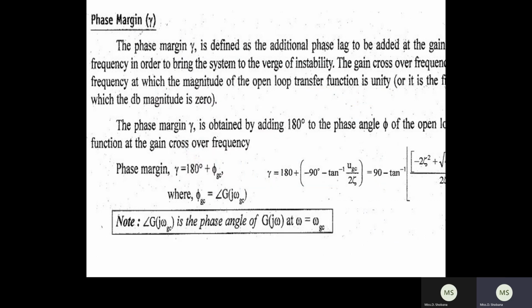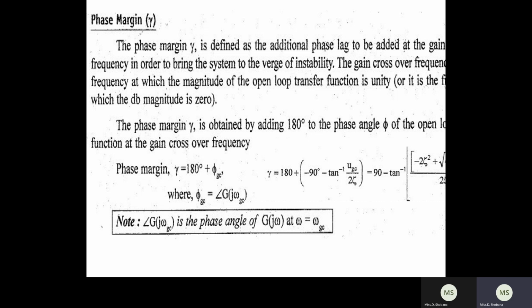Okay, and then we can go for the phase margin. Phase margin will be denoted by gamma, and it is defined as the additional phase lag added to the system at gain crossover frequency to bring the system to the verge of instability. So here we have to know what is meant by gain crossover frequency, that is omega gc. It is the frequency at which the magnitude of the closed loop or open loop transfer function is unity, or system gain is 0 dB. Okay, these things you have to remember.